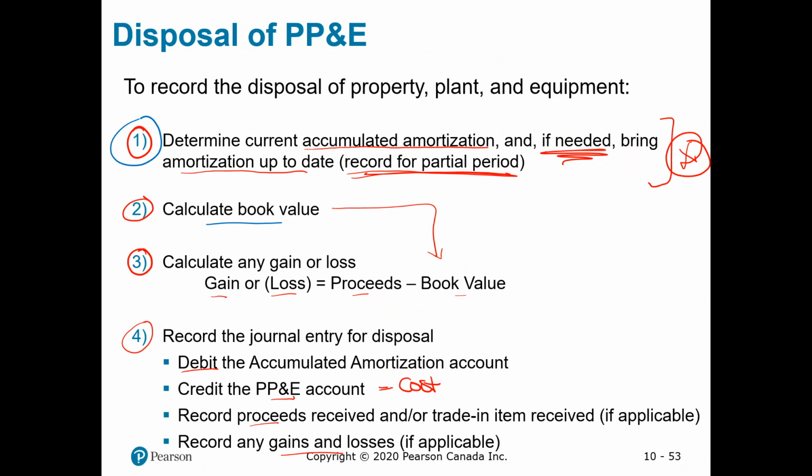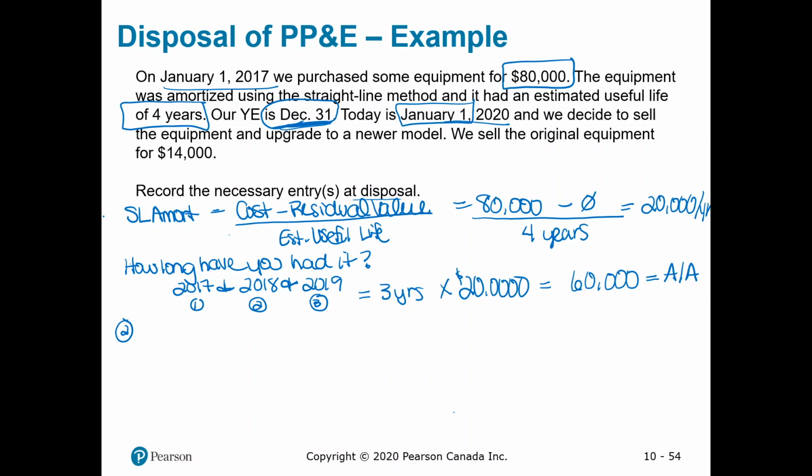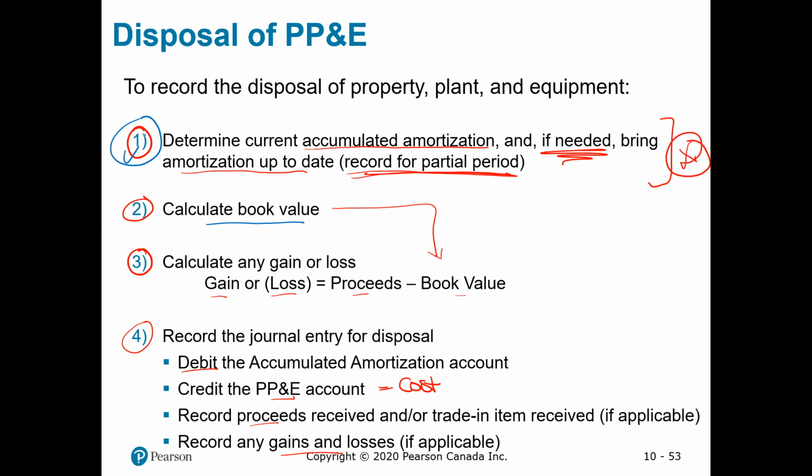Part 2 says calculate the book value. So we can do that next. So this was step 1. Step 2, book value equals cost minus accumulated amortization. So here our cost was the $80,000. Our accumulated is $60,000. That's what we just calculated. So our book value is $20,000. That's what we're sitting at. Okay, so that's step 1, step 2 done.